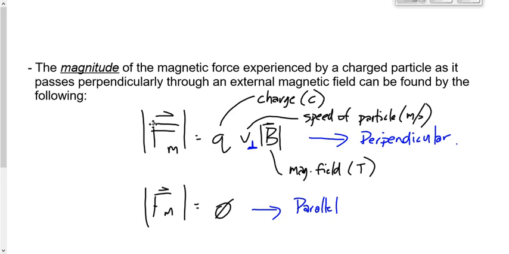If you look at your data sheet, this is the form of the equation that you'll see. Because your data sheet assumes that the particle is moving perpendicular to the field, and it also recognizes that if it's parallel, there is no equation to write down.